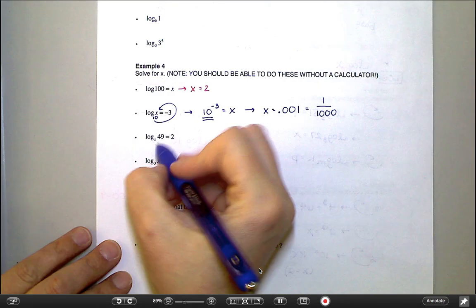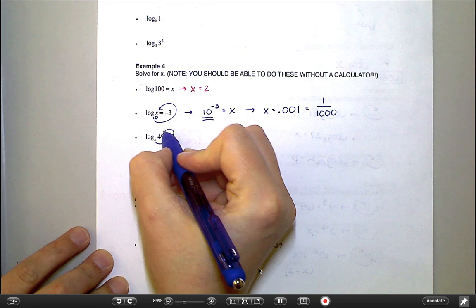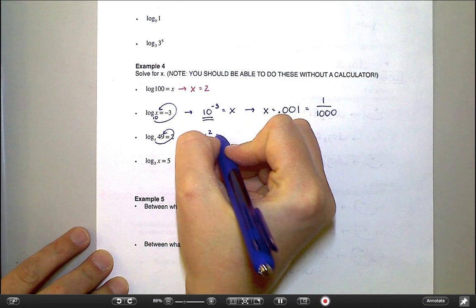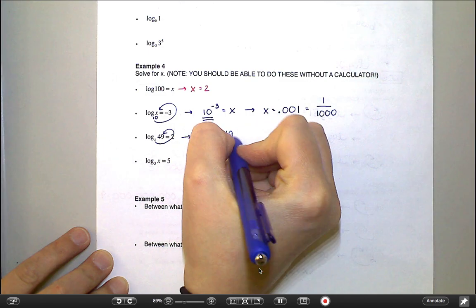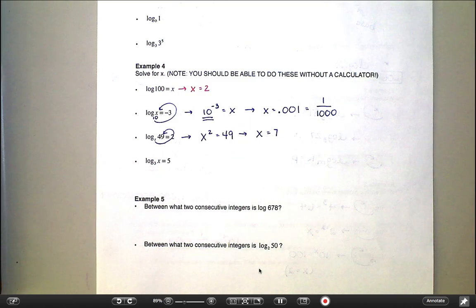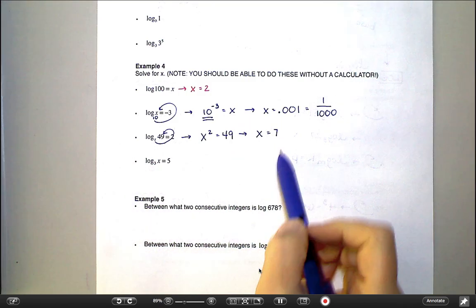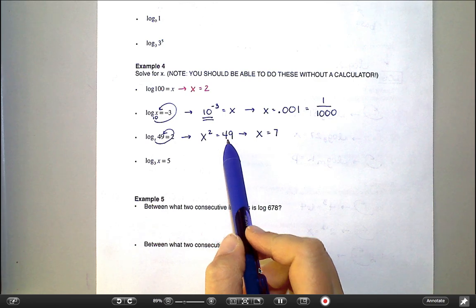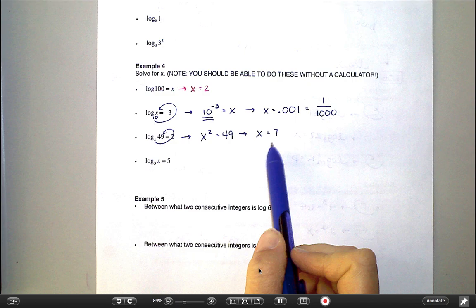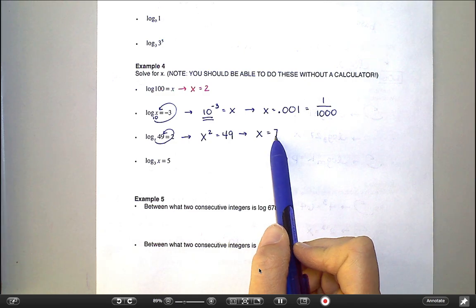Okay, so this next one, I have x to the power of 2 equals 49. So I'm going to have to square root that, and I end up with x equals 7. Now, normally at this point in the game, I'd be harping on you guys to remember to do a plus or minus when you take that square root. With logs, you're never going to have a negative base, so we are safe to assume it's just 7.